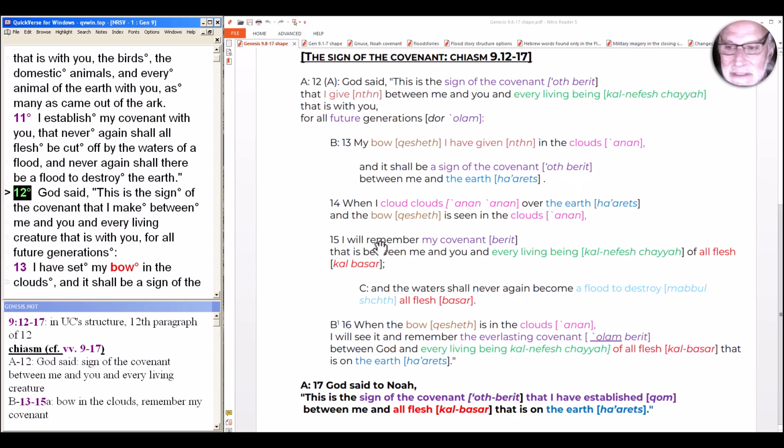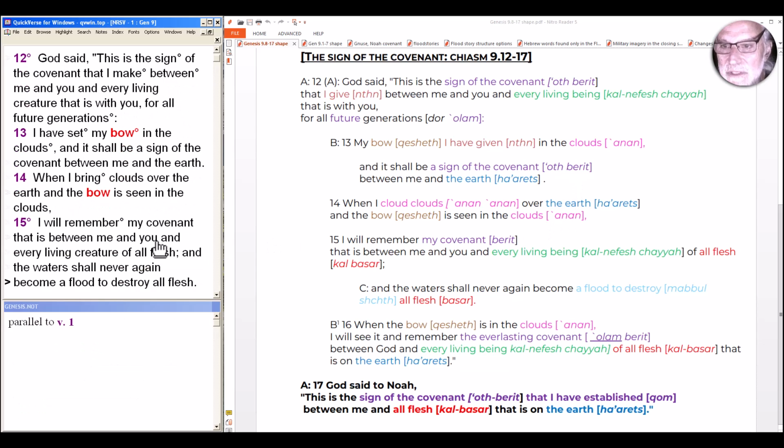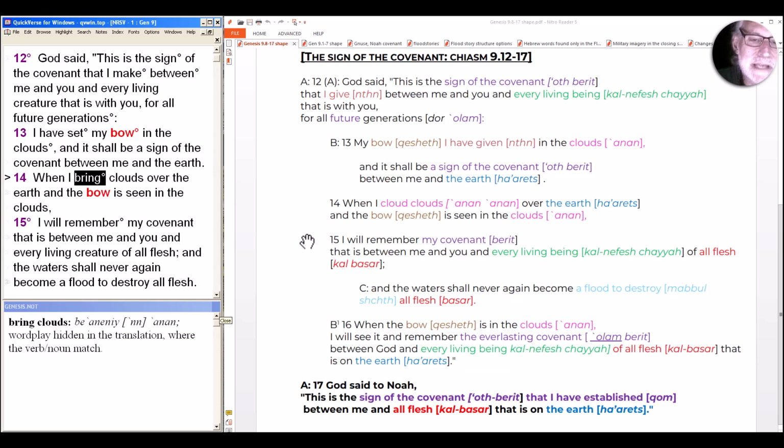When I cloud the clouds, literally, if we look here in verse 14, we see when I bring clouds, but as my note highlights, it's the same word twice. So the common Hebrew way, when the verb and noun match, we'll see that in the Tower of Babel, when they brick bricks. So when I cloud clouds over the earth and the bow is seen in the clouds, I will remember my covenant that is between me and you and every living being of all flesh, and the water shall never again become a flood to destroy all flesh. When the bow is in the clouds, I will see it and remember the everlasting covenant between God and every living being of all flesh that is on the earth. Notice the oddness of God speaking in the third person here.